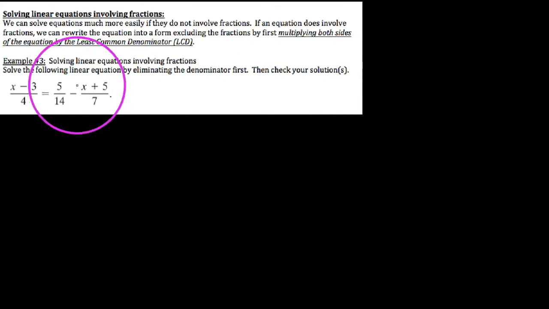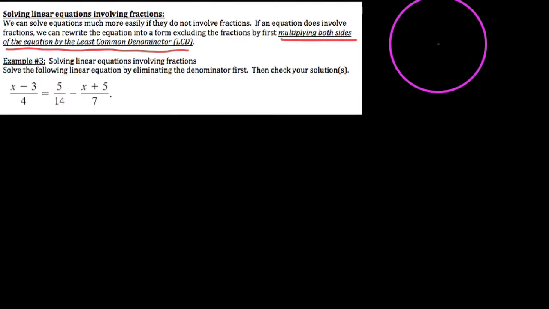solving it. The idea is that what we're going to do when we deal with fractions or expressions that have fractions in equations is we could just eliminate the denominator. It's a lot easier to work with things that do not have fractions. Okay, so the way we do this is essentially this. We say if an equation does involve fractions, then we can rewrite the equation into a form that excludes any fractions by first multiplying both sides of the equation by the LCD. So the key step here is this. Before we do anything, we're going to multiply both sides by the least common denominator.